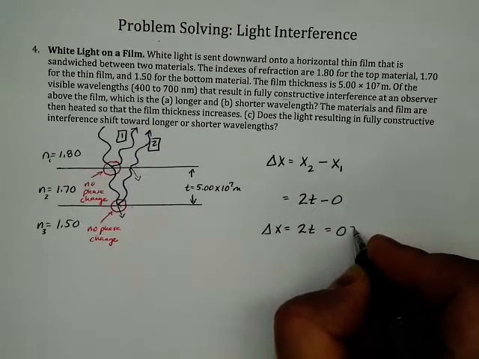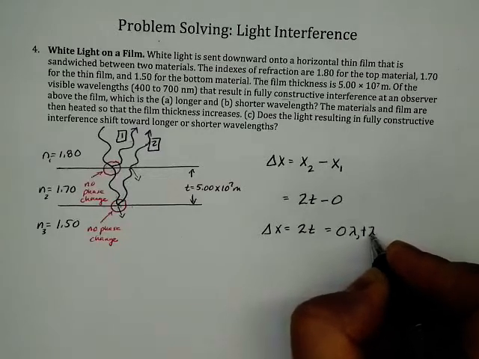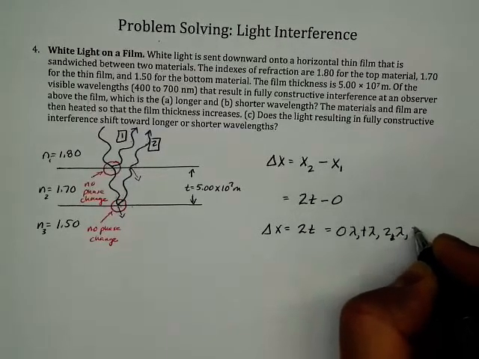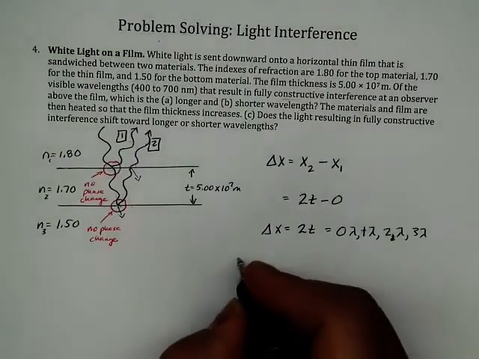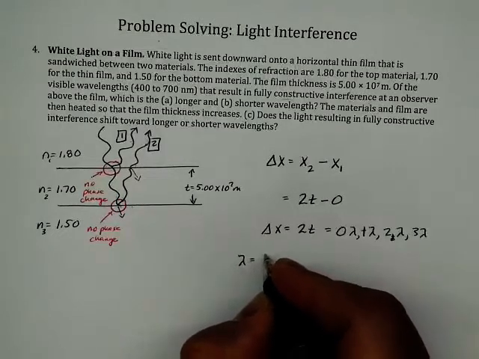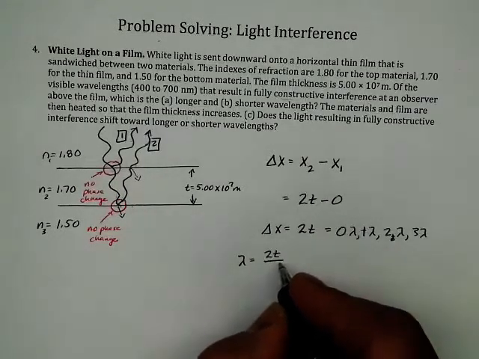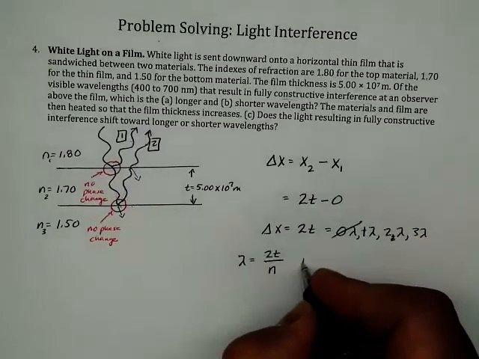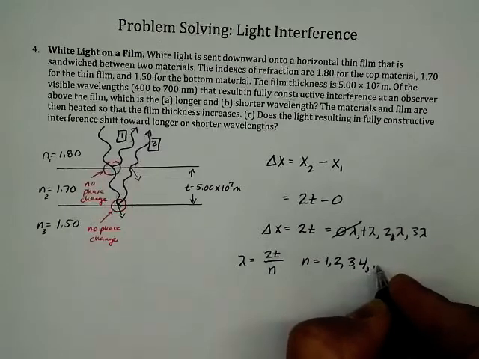So it could be 0, but then, of course, the film has no thickness. Or it could be 1 wavelength, or it could be 2 wavelengths, 3 wavelengths, etc. Which means that the wavelength of light, then, is going to be 2 times the film thickness divided by some number. And since we've already said 0 makes no sense, I'm just going to call this a general n, where n is 1, 2, 3, 4, etc.